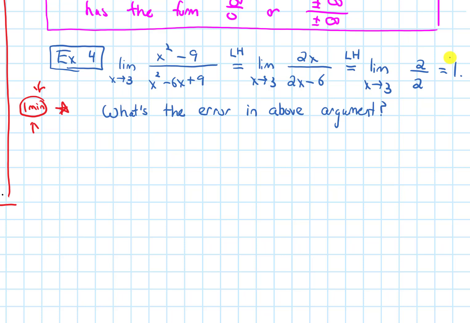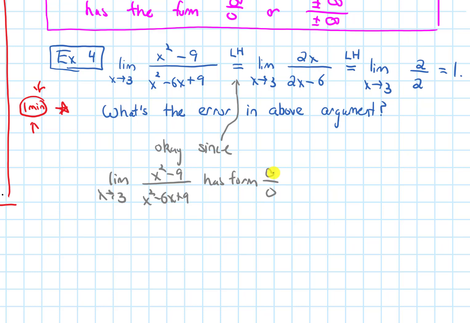So if we look to this first step where they did L'Hopital's rule, this is okay, since the starting limit as x approaches 3 of x squared minus 9 over x squared minus 6x plus 9, if we were to plug 3 into this, has the form 0 over 0. And that's something I can do L'Hopital's on. But the next step where they did L'Hopital's, this is not a form we can do L'Hopital's on. There's an error here.